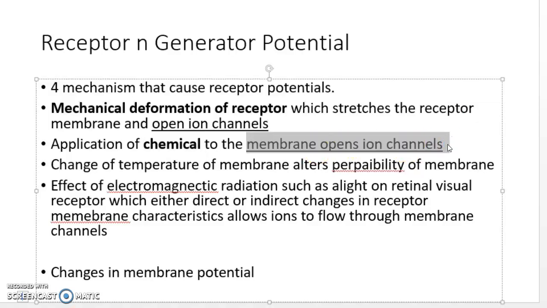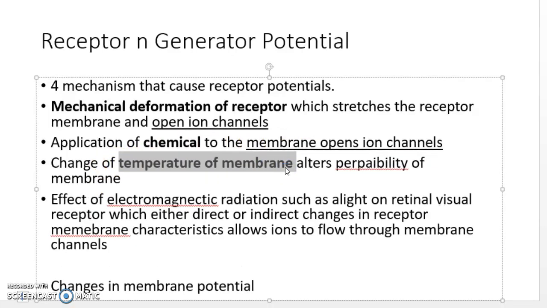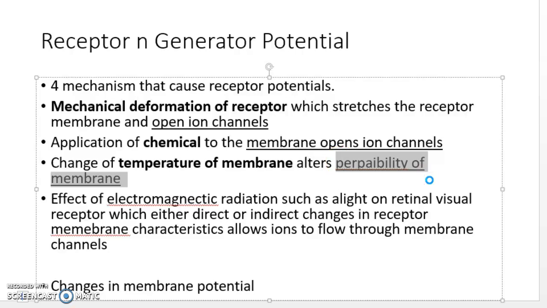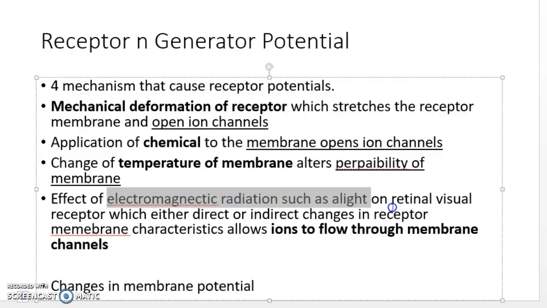Then there is temperature. Temperature changes lead to opening or closing of channels and changes in the permeability of the membrane. And then we have the electromagnetic stimulus of the retinal receptors, which leads to a direct or indirect change in membrane characteristics that allows ions to flow through the membrane channels. So for the receptors, we have mechanical, chemical, electromagnetic, and temperature stimuli, and these lead to permeability changes, opening of ion channels, and ions diffusing down the gradient, regardless.